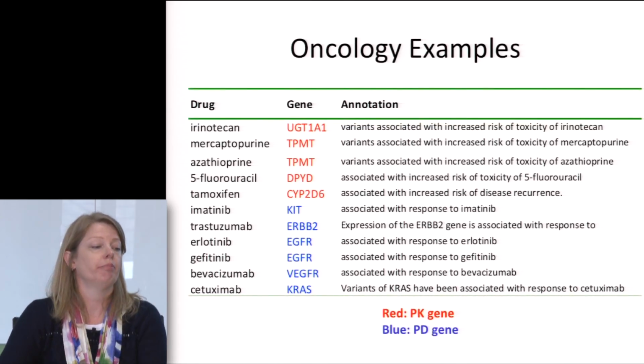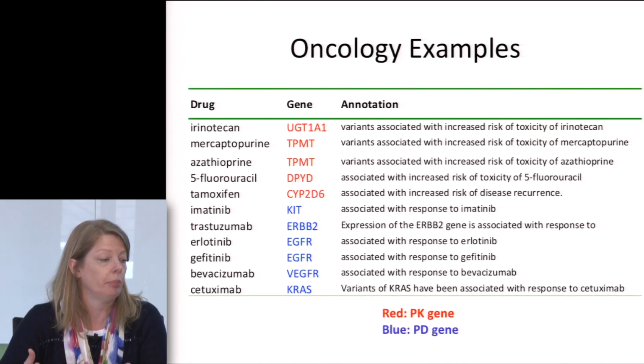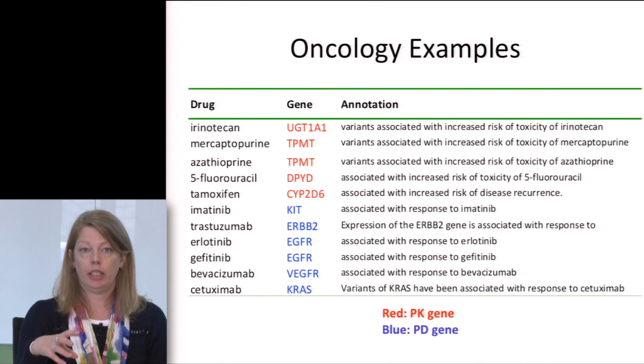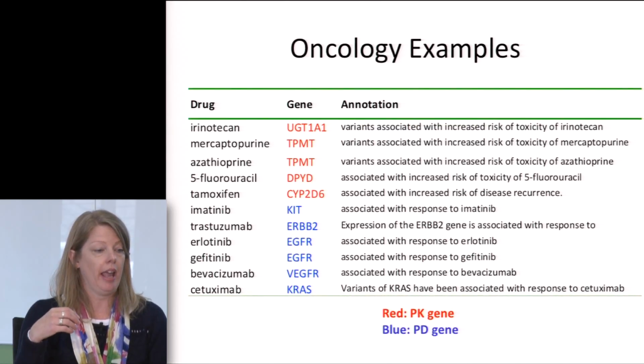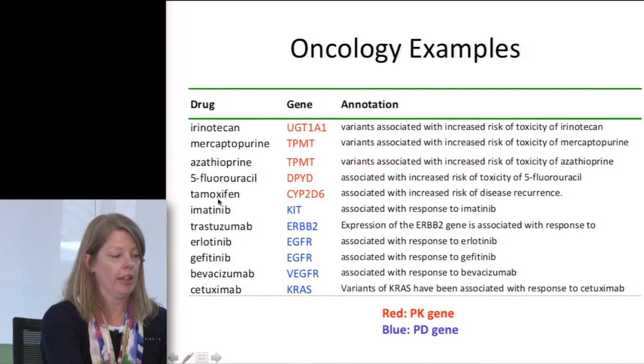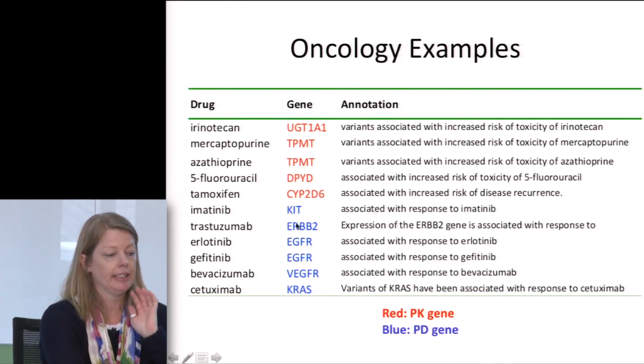So here's a list of some cancer PGX examples. The genes in red are PK genes, and so we're talking about, in this case, genes that are genotyped in normal tissue, and they influence the ability of the patient to metabolize the drug. And then in blue, we have the pharmacodynamic genes at the bottom of the screen, and the drugs that go along with those particular genes. And we're talking about, in these cases, genotyping the tumor to find out about the genotypes in these particular genes.